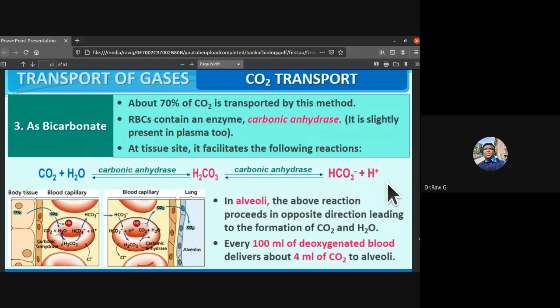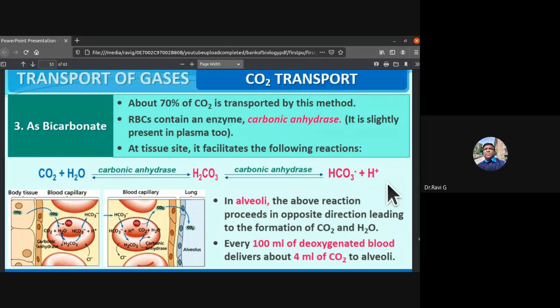At the tissue site, carbonic anhydrase converts carbon dioxide into carbonic acid, and this carbonic acid is dissociated in the presence of carbonic anhydrase into bicarbonate ions. In alveoli, the above reaction proceeds in the opposite direction. The bicarbonate ions, by carbonic anhydrase, form carbonic acid, and this carbonic acid, again by the activity of carbonic anhydrase, is broken down to release carbon dioxide and water.